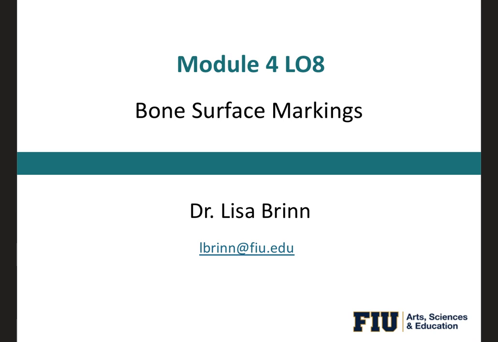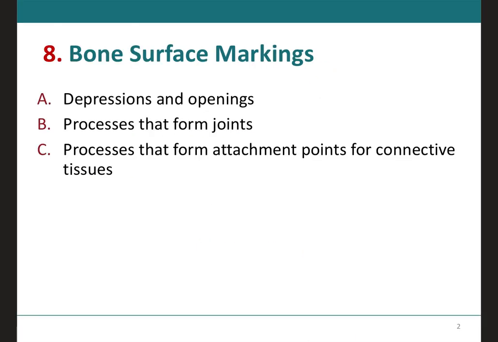Module 4, Learning Outcome number 8, we will be covering the bone surface markings. In addition to bones having a variety of shapes, like those that were mentioned in Learning Outcome number 4, for example, long, short, flat, irregular, etc., bones also have different surface textures and curves or projections. This variety of bone surface markings can also be called bone features, and this is usually how we are going to address them in this course.